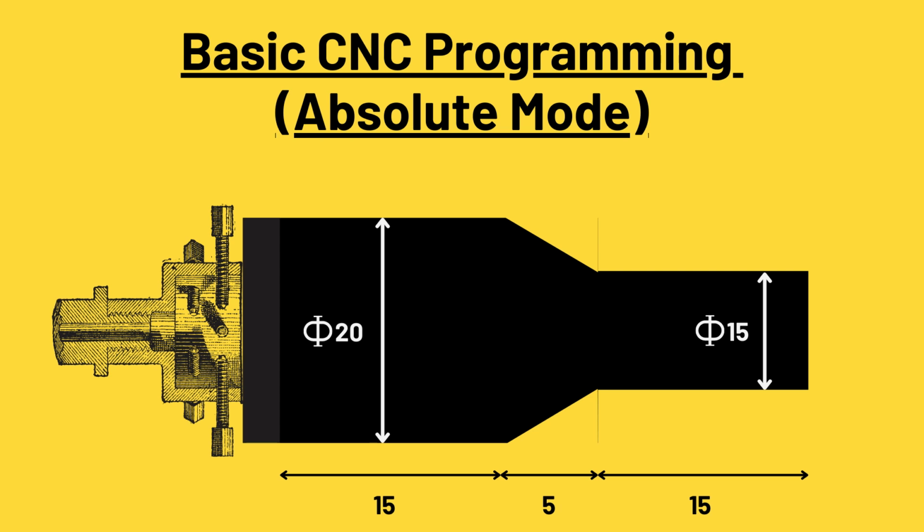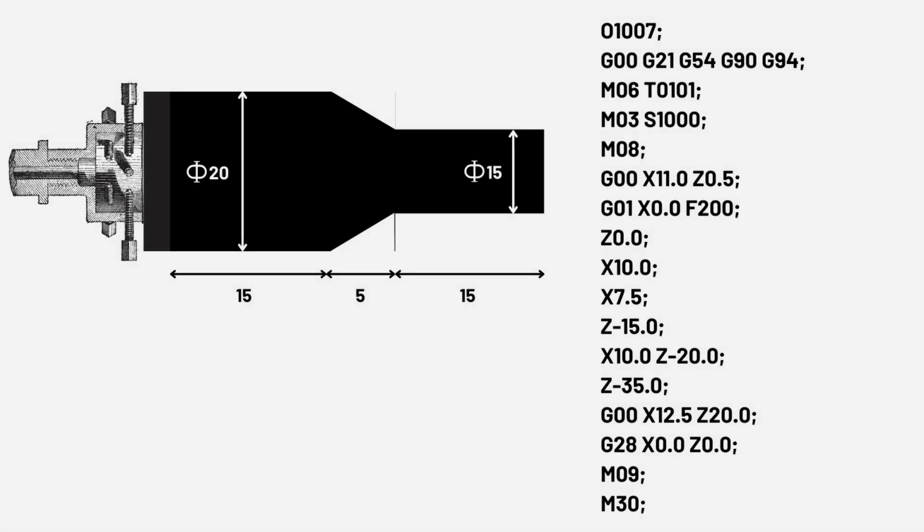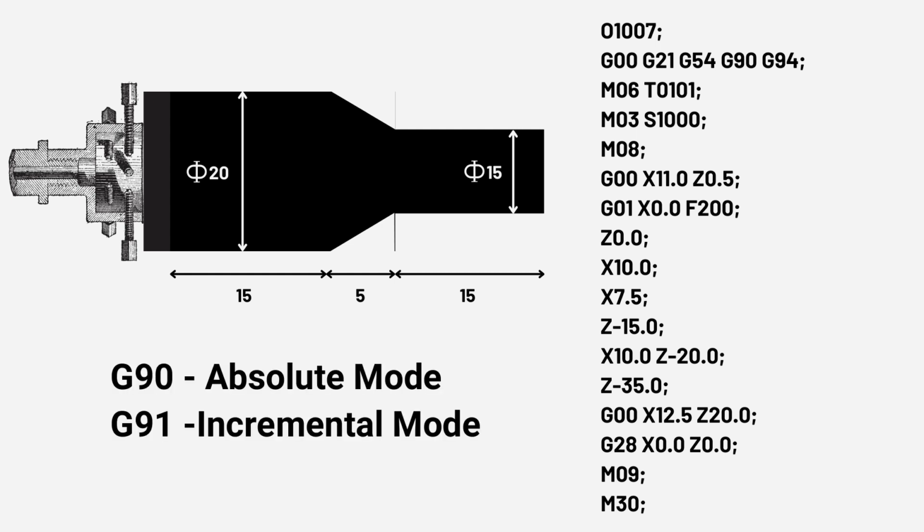Now let's write the program with both absolute and incremental approach. Let's start with absolute first. The most basic difference between absolute and incremental approach is the use of G codes. G90 is used for absolute, whereas G91 is used for incremental. The final shape that is desired is obtained by following the Cartesian coordinate system for the absolute approach.